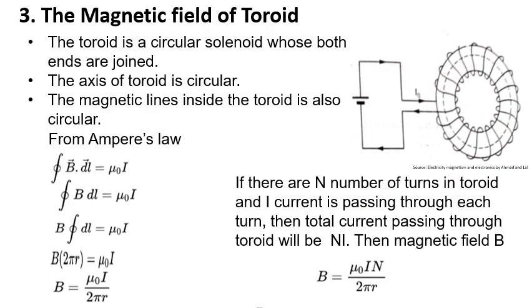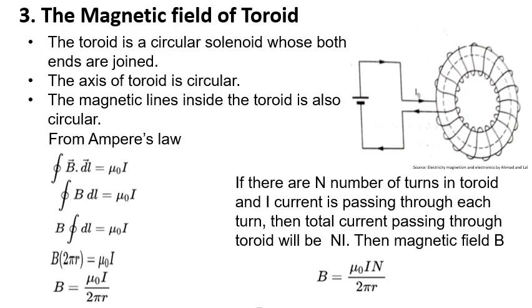The third application of Ampere's circuital law: the magnetic field of a toroid. The toroid is a circular solenoid whose both ends are joined, and the axis of the toroid is circular. The magnetic lines inside the toroid are also circular. From Ampere's law, we know closed integral of vector B dot vector dl equals mu naught I, and the angle between vector B and vector dl is 0 degrees. So in place of vector B dot vector dl, we can write B dl. So closed integral B dl equals mu naught I, and B closed integral dl equals mu naught I.